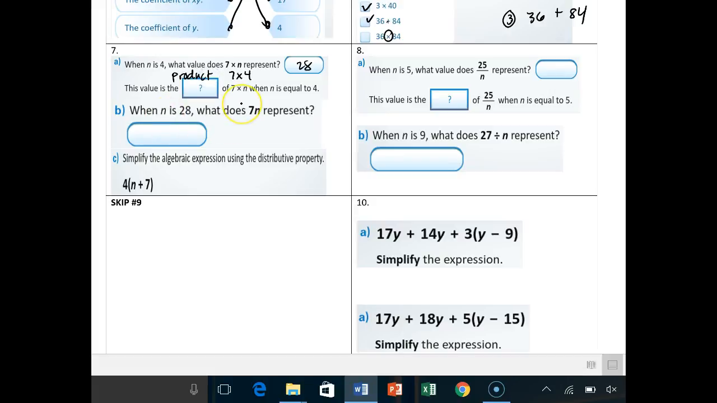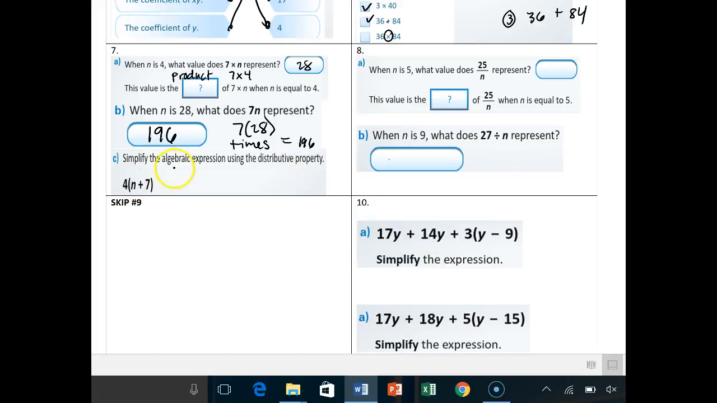When n is 28, what does 7n represent? So 7 parentheses 28, just like you did on your homework last night. That means 7 times, right? Times, not just 728, right? 7 times 28 gives us 196, right? So you multiply 196, okay?